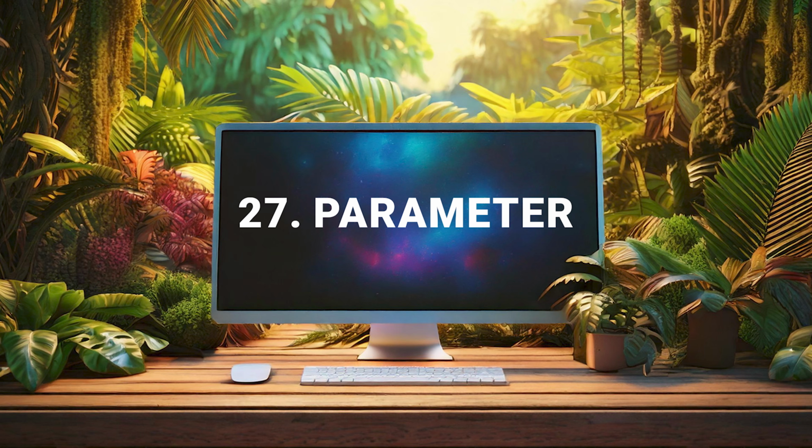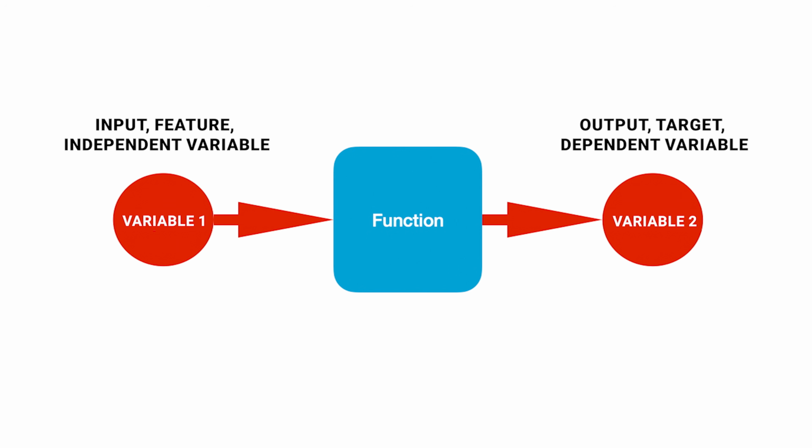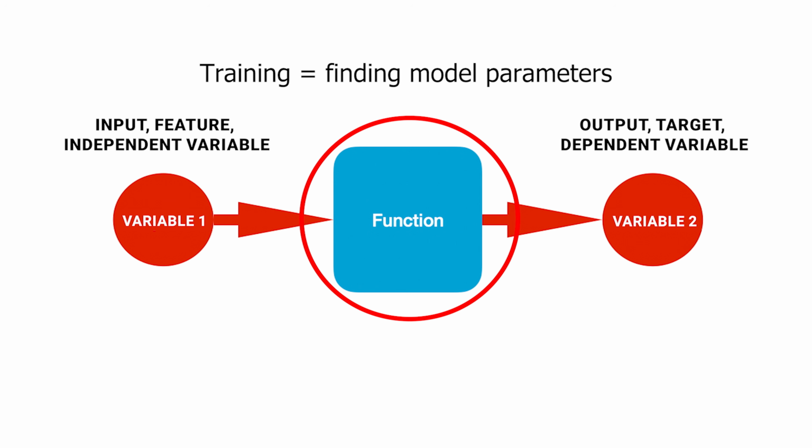A parameter, also called a model parameter or weight, is a value that the model learns during training from the data, unlike hyperparameters which are set before training begins. Finding the parameters of a model is the goal of the training process.